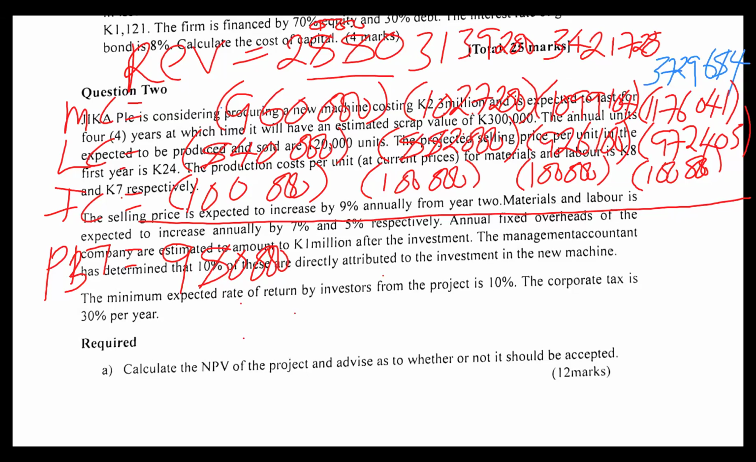Second year, what do we get? 1,130,000. Pardon? No, you're saying 113. Okay. 113, 4 zeros.